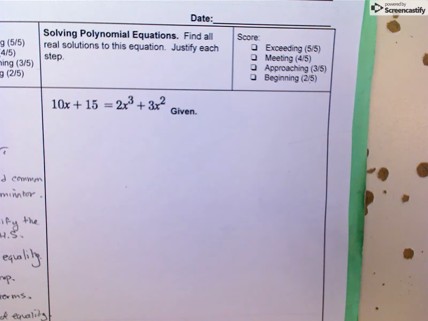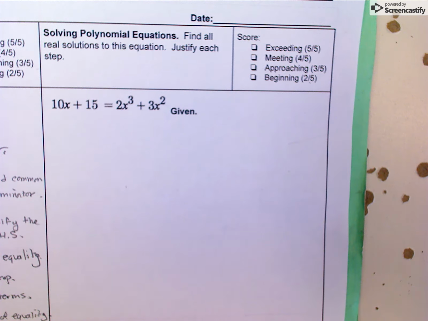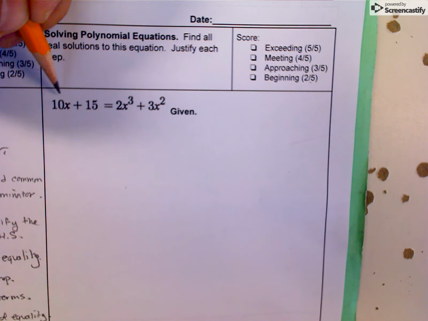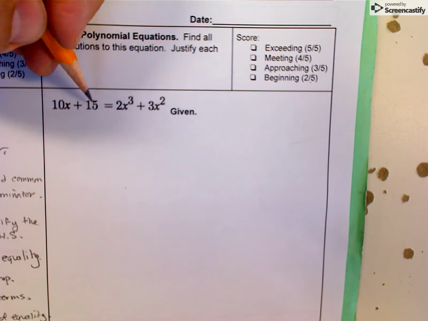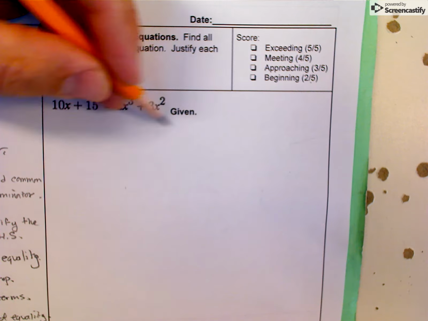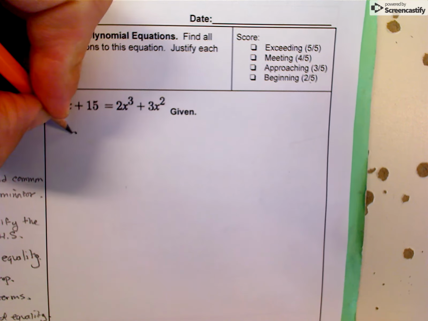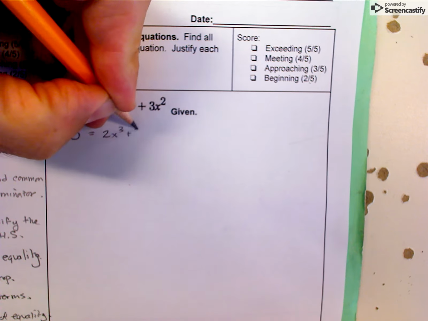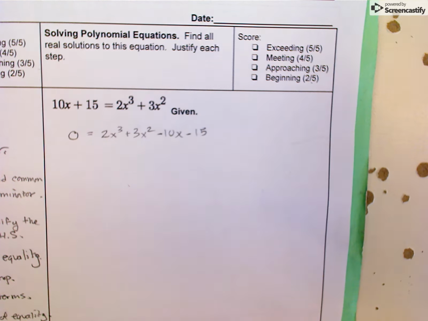And the first thing I think about when I solve polynomials is I try to get all the terms on one side and to write it in standard form. So what I'm going to do is subtract 10x and 15 from both sides of this equation. And what I end up with is all the terms on this side, and on this side, I end up with 0. And so 0 is going to be equal to 2x cubed plus 3x squared minus 10x minus 15.